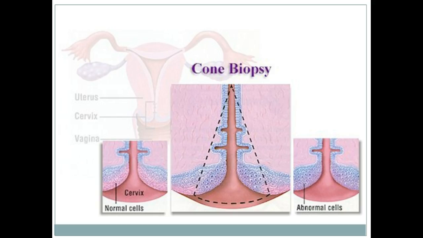I've got one more picture for that too. So again, the cone biopsy, and you can see it's like we're just trying to cut out that whole transformation zone and catch any of the cells that might be part of what's going on that's abnormal.